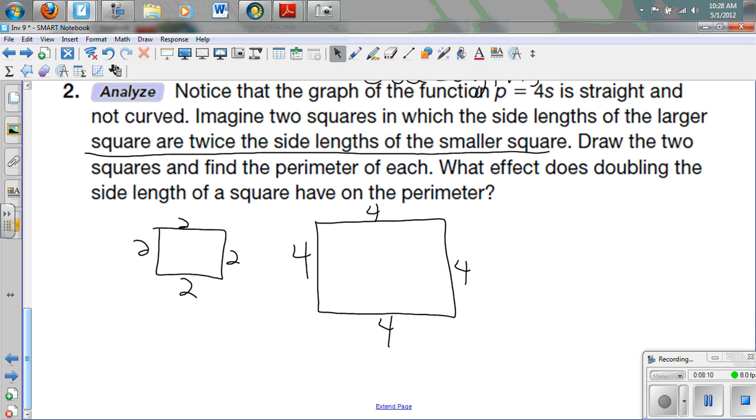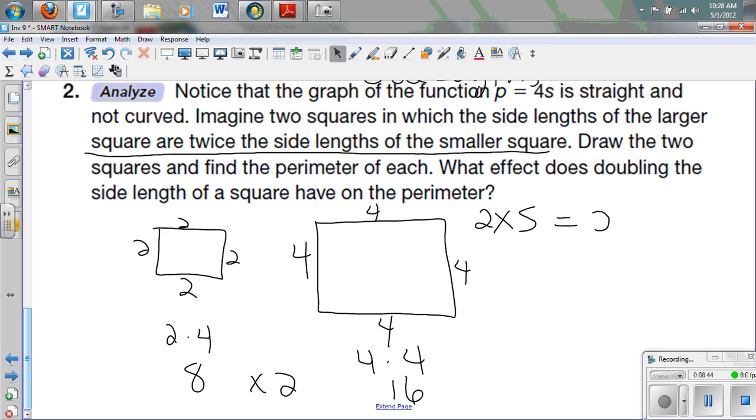And so this one is 2 times 4. And this one is 4 times 4. And so this is 8, and this is 16. And so what do you notice about the two of those? Well, 8 times 2 is 16. So the perimeter on the second one is double the perimeter on the first one. So what effect does doubling the side length of a square have on the perimeter? It doubles the perimeter. So if you double the side length, then you double the perimeter.